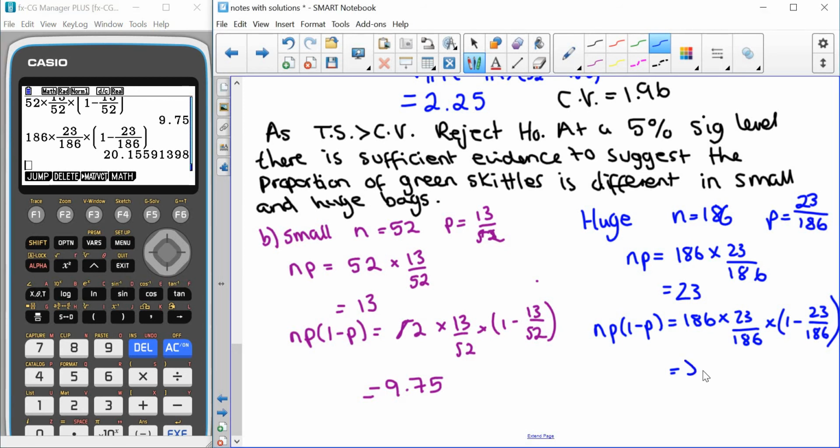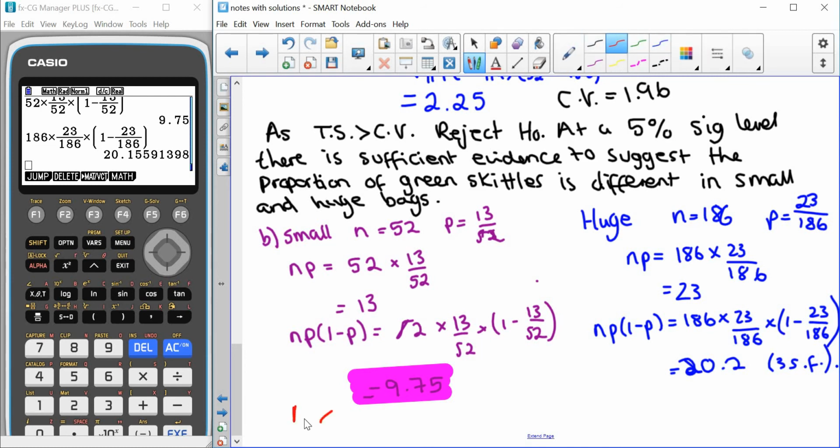Which gives us 20.2 to 3 significant figures there. Okay, so it's this value here, which means that actually it wasn't appropriate for me to do the test.